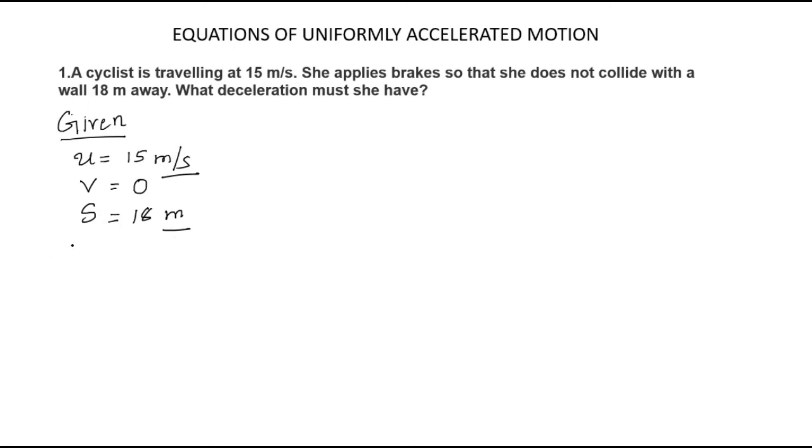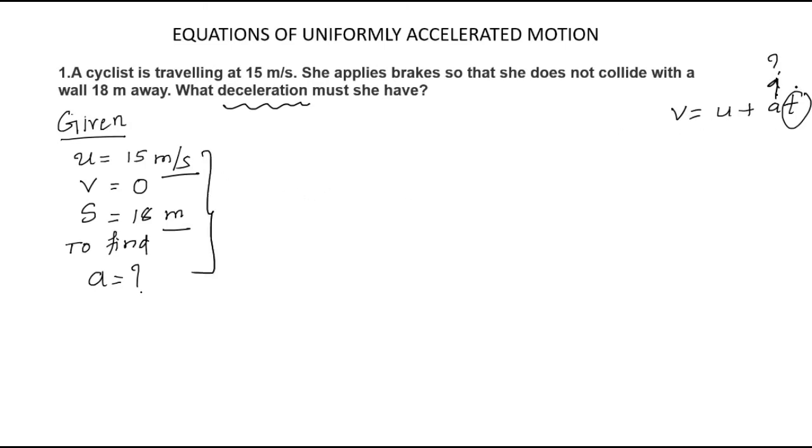And what is asked? To find. We have to find acceleration here. And that acceleration will be negative in our case. That is what is called deceleration. Now we have three equations. v equals u plus at. Should we use this? We can't use this because time is not given. We have to find acceleration. But to find acceleration, the rest of the things should be there in the given. So time is not there.